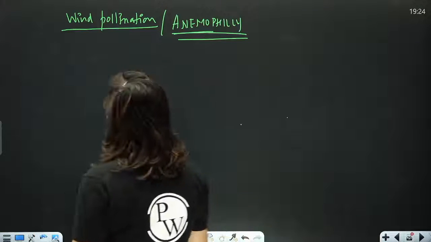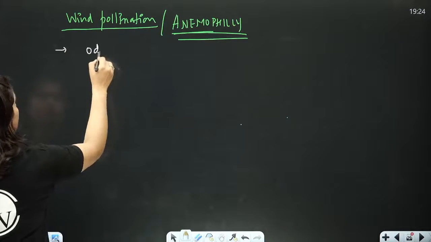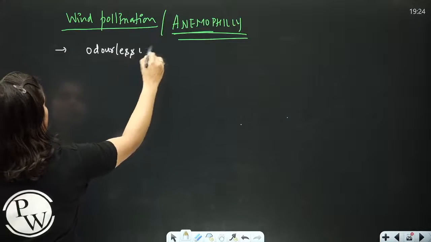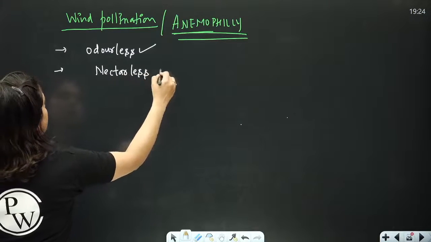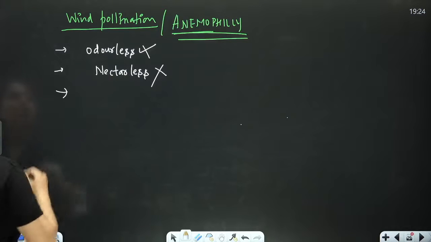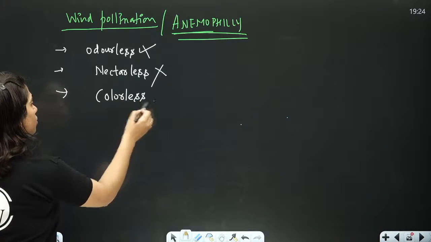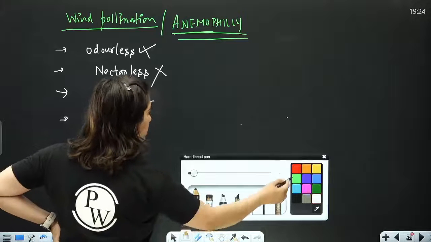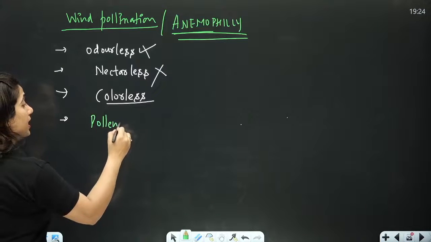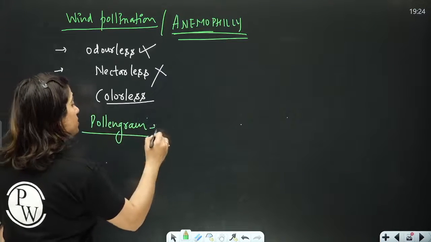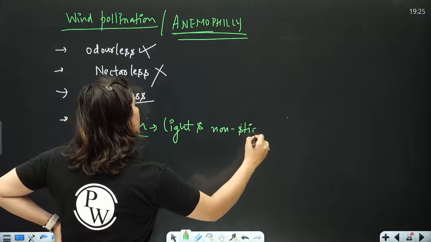Now, what are the properties of flowers which show wind pollination? This is important. Obviously, the flowers which show wind pollination will be odorless, with no aroma or smell in them. They will be nectarless, and they will be colorless also, because they need not attract the insects. Then, their pollen grains are light, so that they can easily move with the help of air. Light and non-sticky. This is important.